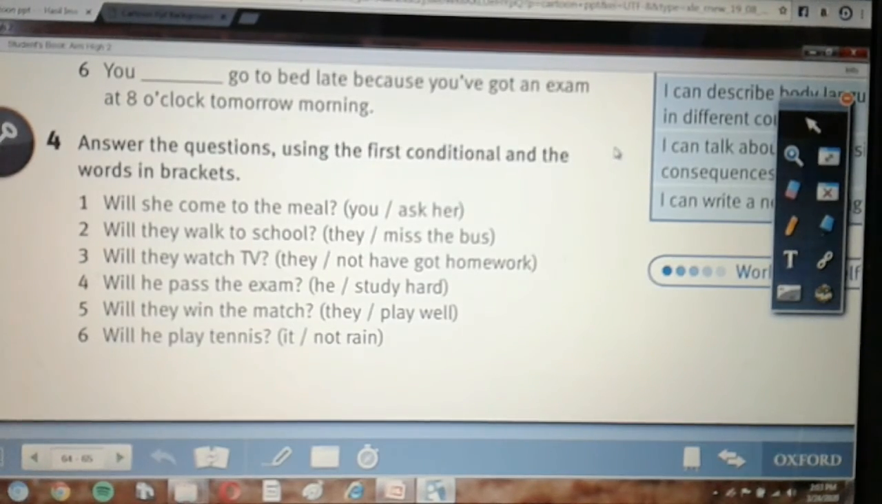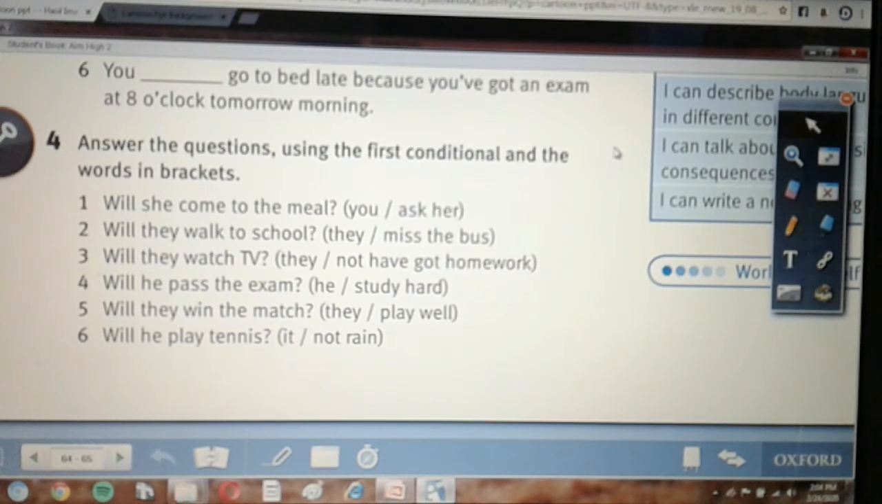After finishing the third part, please do the fourth part. This time, you have to answer the questions by using the first conditional and the words in brackets. For example, like number 1. Will she come to the meal? You have to use: you ask her. So, how do you answer this question? Will she come to the meal? She will come to the meal if you ask her. That's the answer of the question.